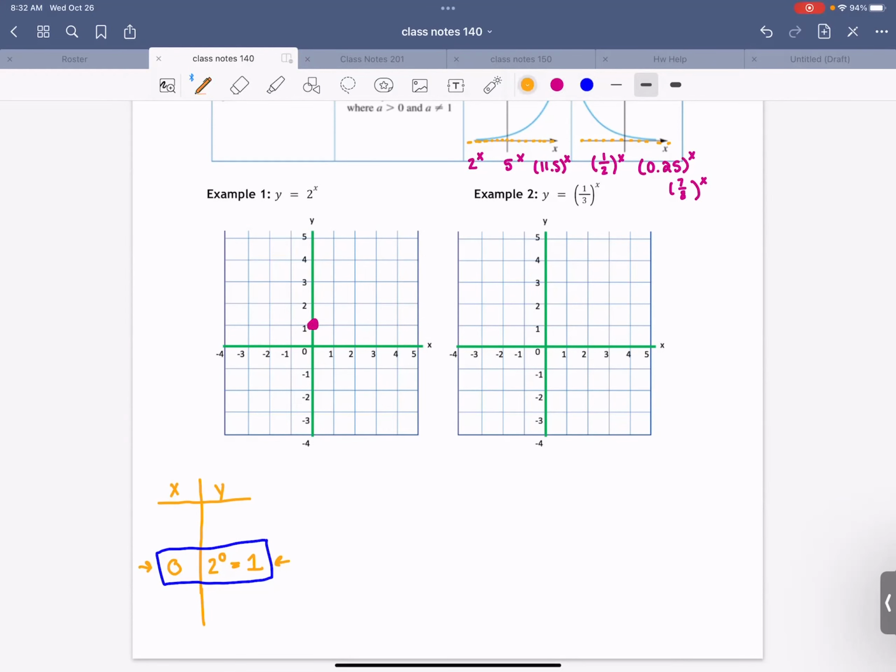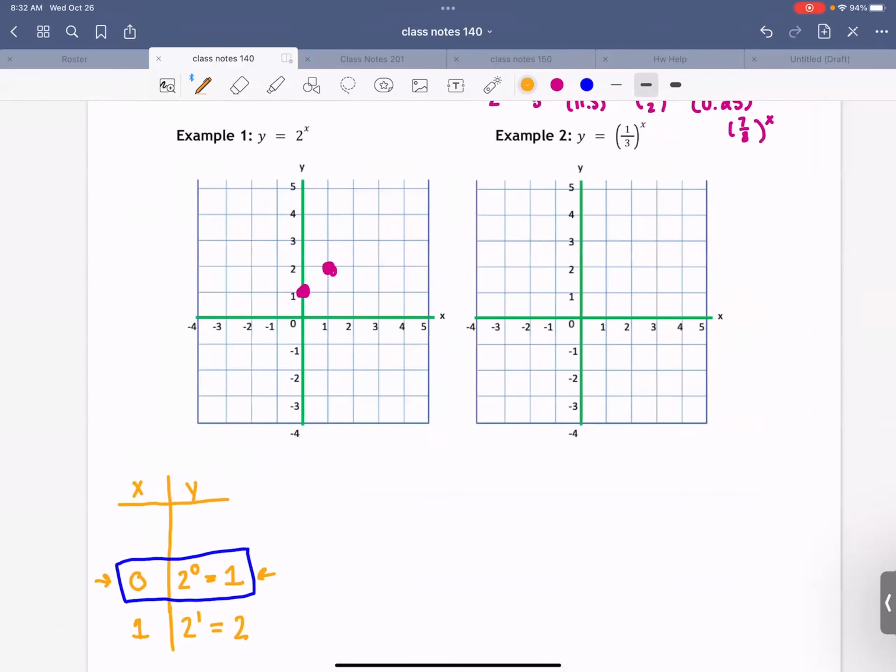Let's plug in some more points. 1 is usually pretty good, right? So when x is 1, y is 2 to the first power, which is just 2, right? So I have another point, 1 comma 2 on my graph.